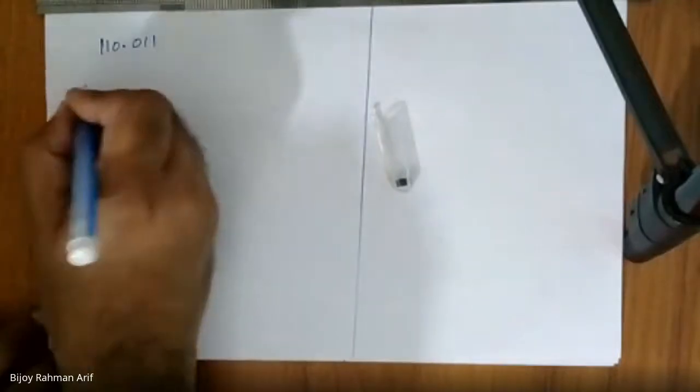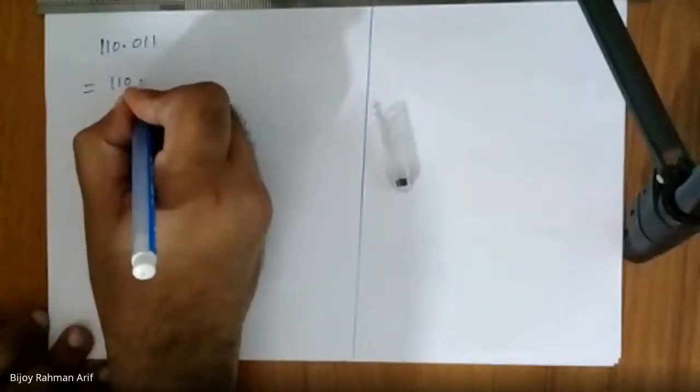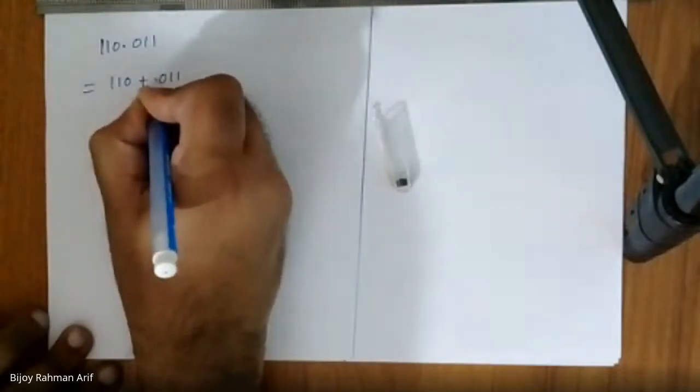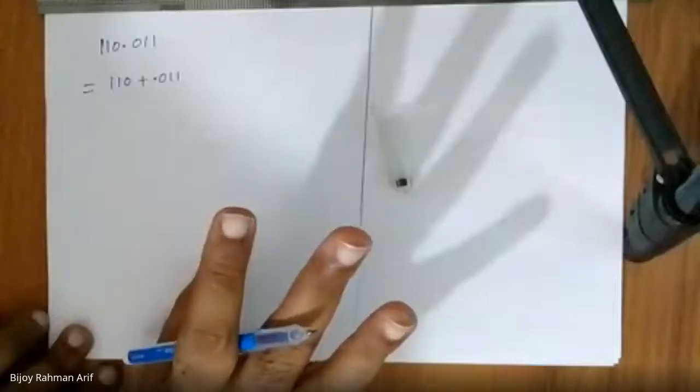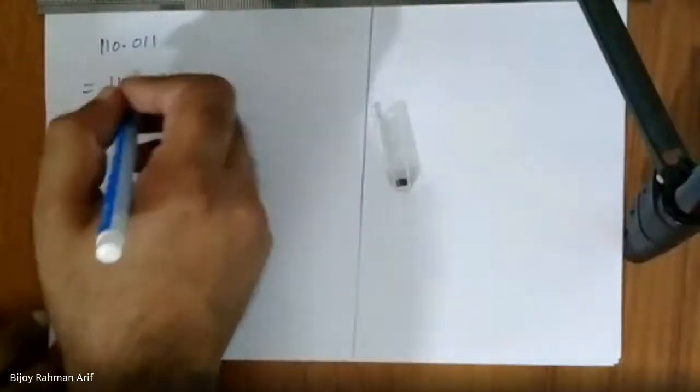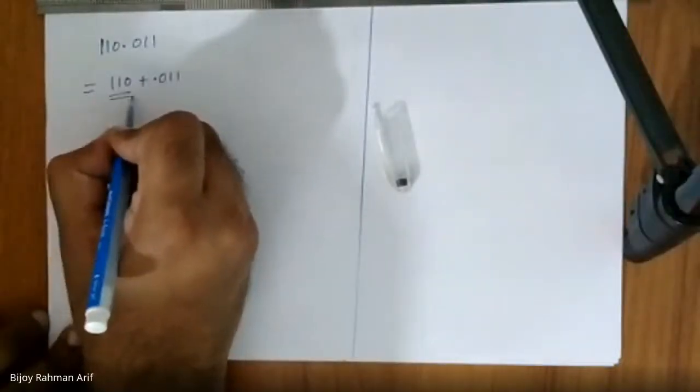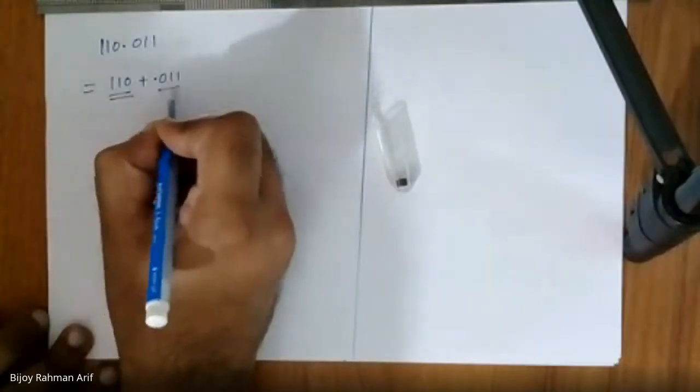110.011. So what is this? 110 plus 0.011. Right? Any problem? No. So what is the decimal equivalent of this? Decimal equivalent of this plus decimal equivalent of this. Any query? No, sir.